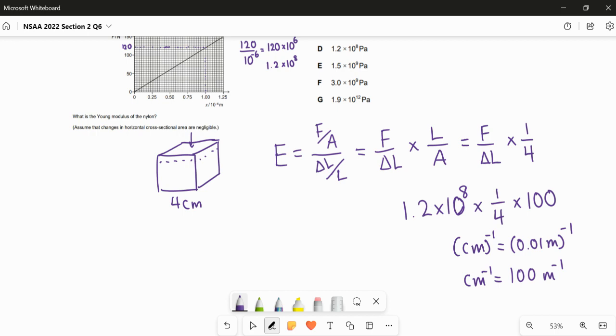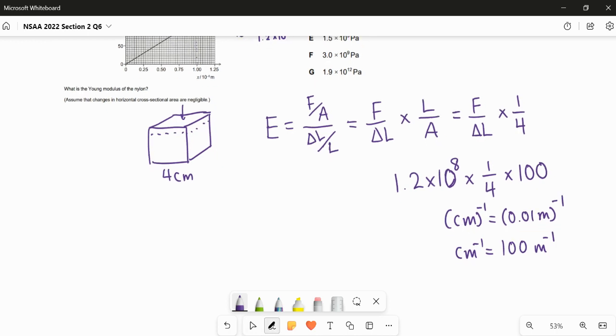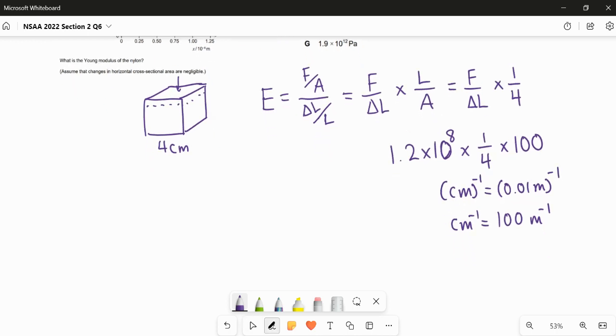Well, naturally, what you could have done is just converted the centimeters into meters from the get-go. So we could have had 0.04 meters over 0.04 squared. So we get 1 over 0.04, which is just 1 over 4 times 100. So putting this together, we get 100 over 4 is 25, then 25 times 1.2, so that's times 1 and a fifth, we would get 30 times 10 to the 8.